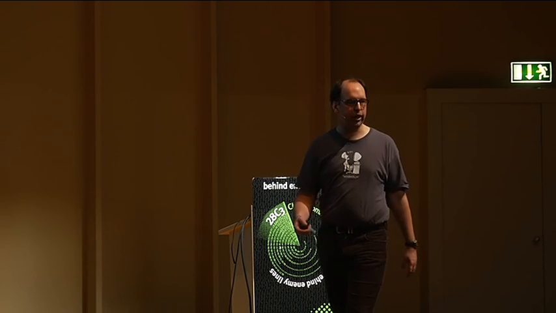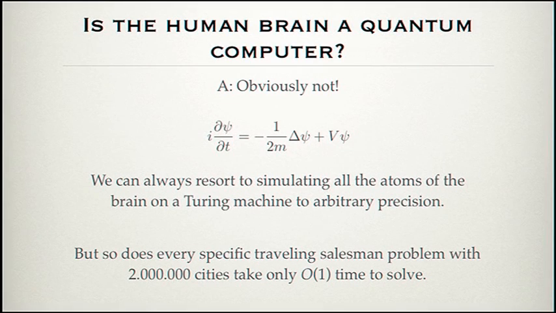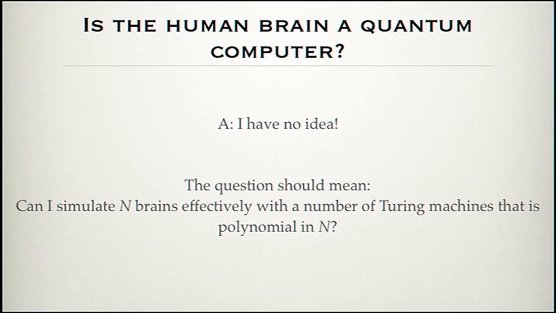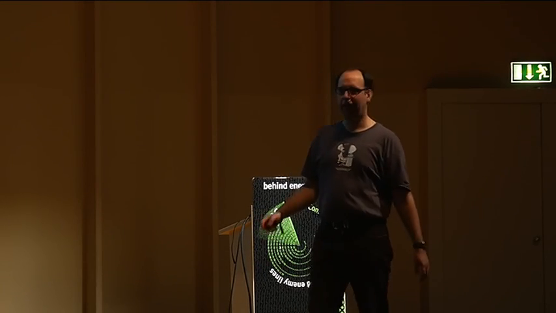So the question is, can I effectively simulate a brain on a classical computer or not? And there the typical question is whether it scales polynomially. And to that answer, I have no idea. But at least get the question right. I think the correct question, if you want to ask whether the human brain is a quantum computer, is this: can I simulate n brains effectively with a number of Turing machines that is polynomial in n, right?